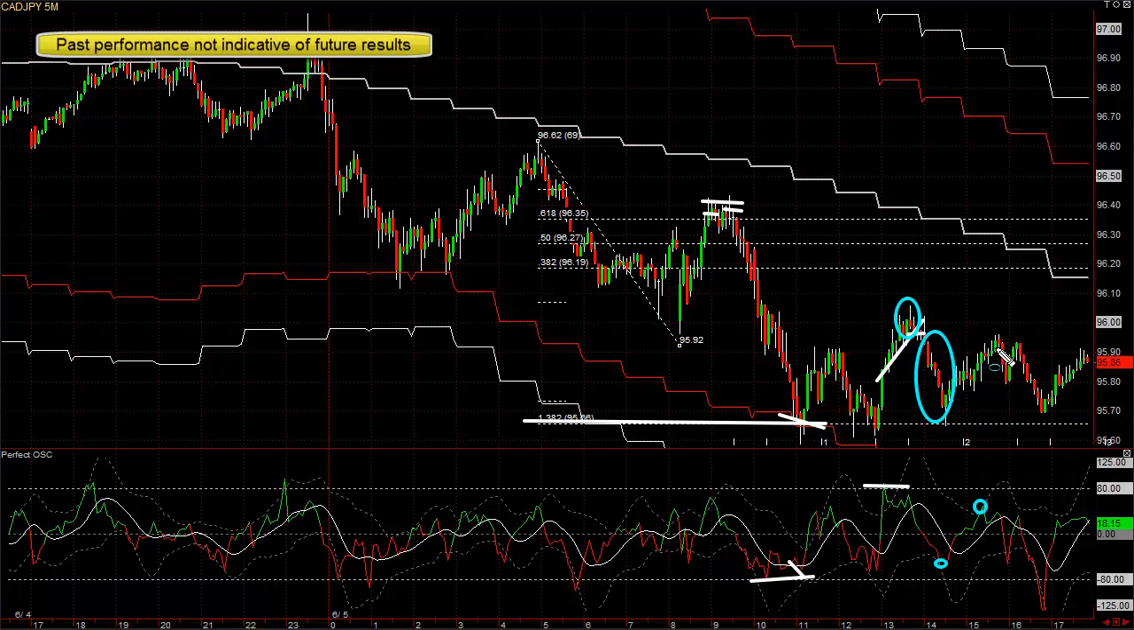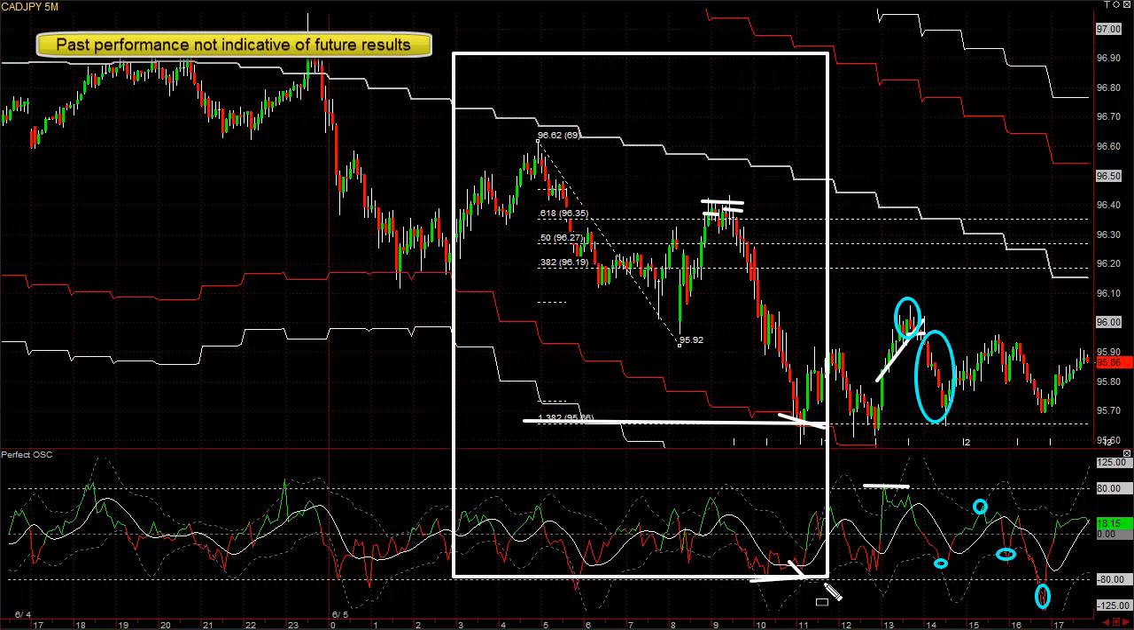Notice it got hit right here and the market reversed 15 minutes later. Right here, the market reversed immediately. Right here, it went underneath that level, it reversed quickly. So don't be greedy. Use the perfect oscillator. The only flaw it has is that during dead times of the day, you can see extreme moves on this and markets can keep going. It's much less likely to happen during the more volatile times from 3 to maybe 11.